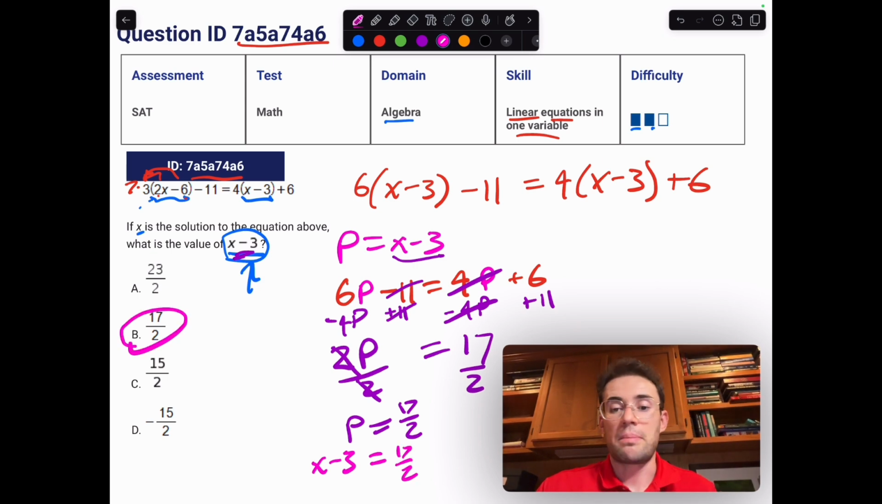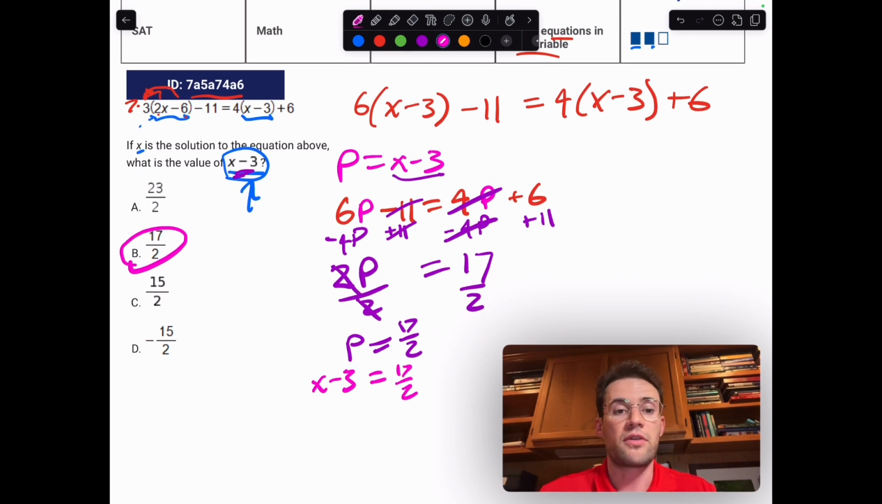Now again, I just put in that p to make it easier to keep track of, easier to do the math. I basically subtracted 4 x minus 3s from the 6 x minus 3s over here, which left us with 2 x minus 3s. So you can think of it that way if you want to leave it in terms of the x minus 3. All right, so that's how you could solve it without finding x. We never actually found what x is. Obviously from here, you could just add 3 to both sides.